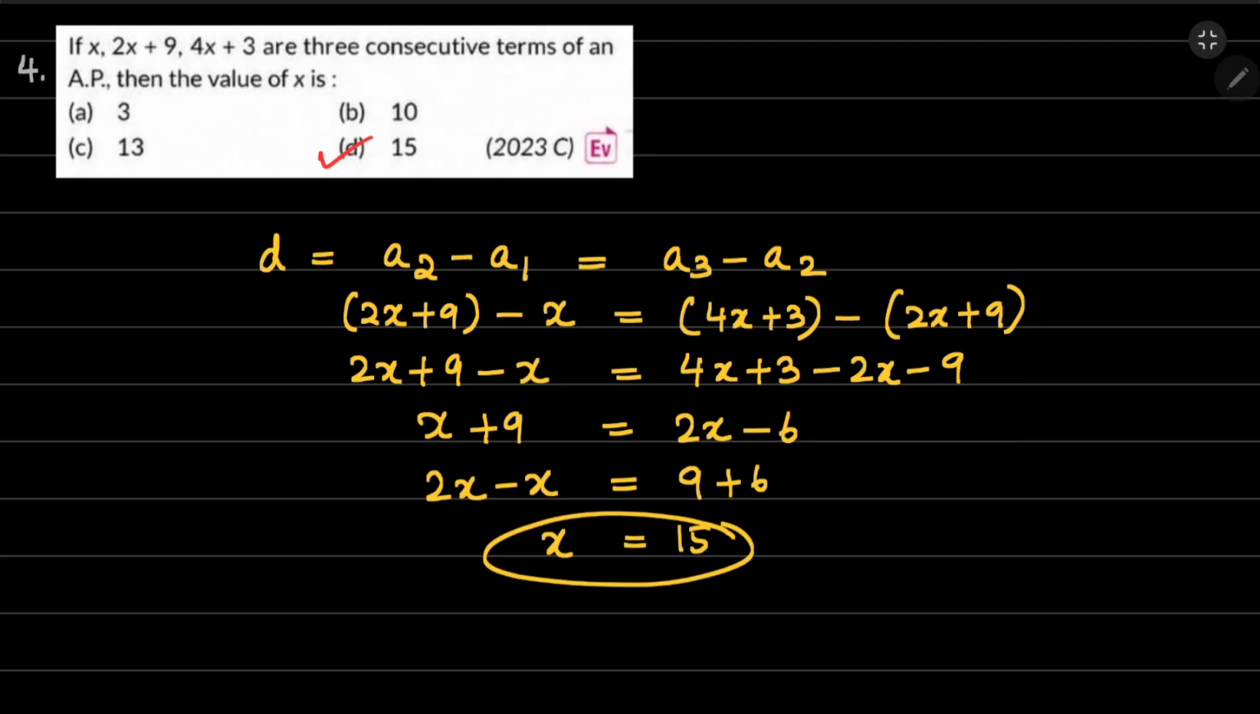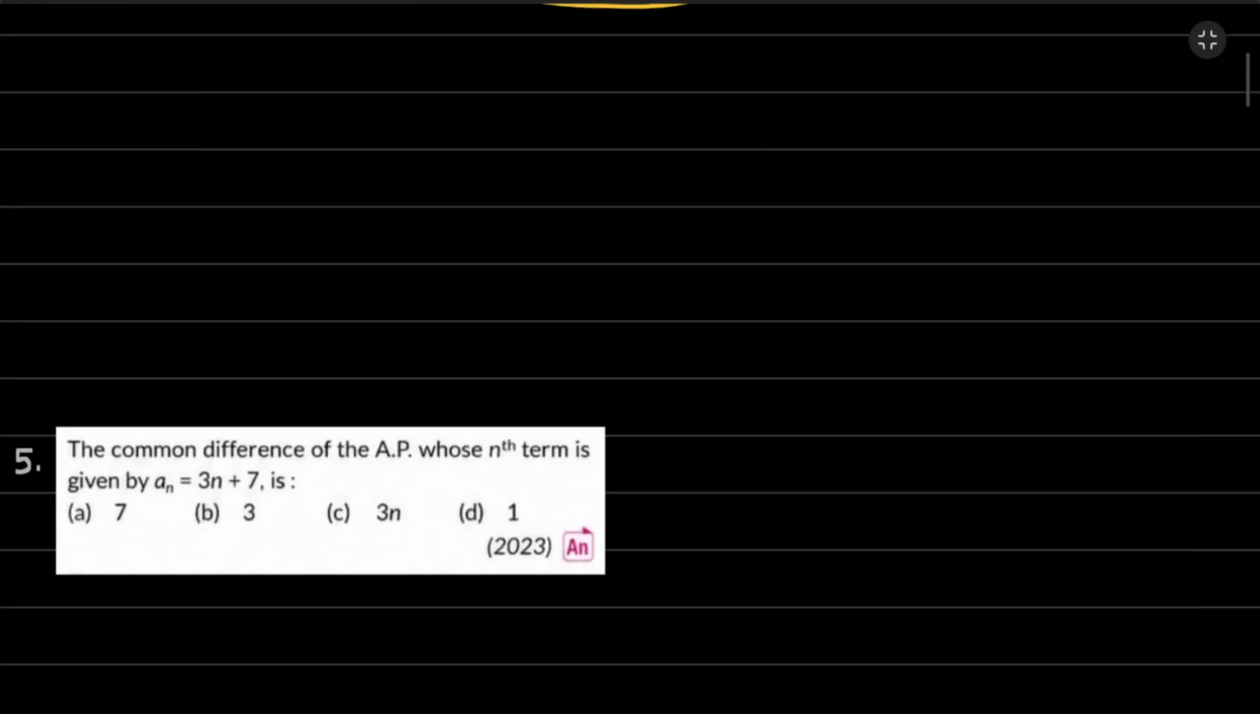Always make sure that whenever you are given consecutive terms, and you have to find the common difference, you can subtract the second term minus the first term, or third term minus the second term, and you will be able to find the unknown variable value. Let's move on to the fifth question.